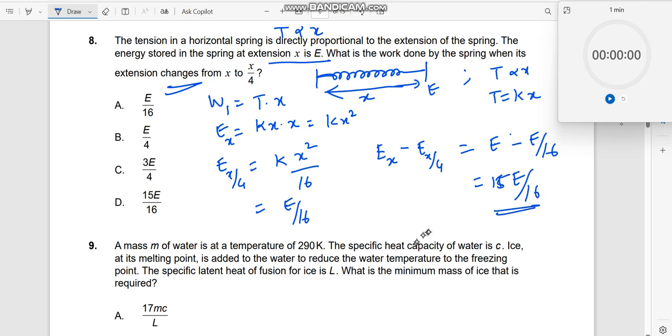In physics, what is important is not the numbers. You need to look at what terms are given appropriately. Read the terms, then understand the interpretation of these terms. Okay, let us move on to the next one.